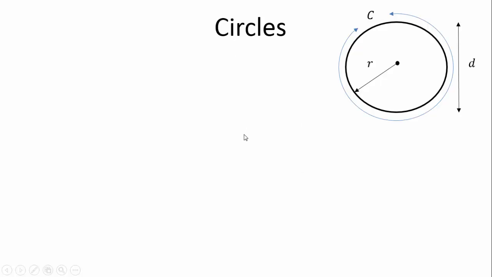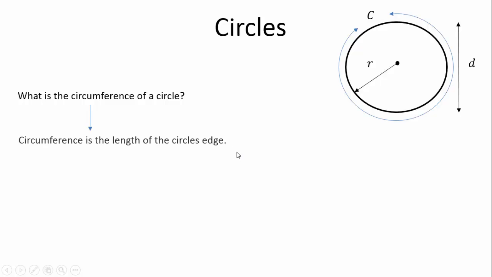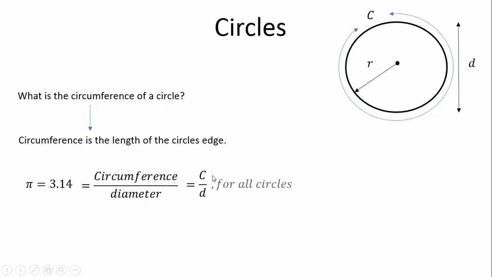So we have a circle. What is the circumference of a circle? Well, remember we said the circumference is the length of the circle's edge, and we said pi was 3.14. And this ratio of 3.14 says that the circumference is 3.14 times bigger than the diameter. So that is equal to C over D for all circles. So pi is equal to C over D.